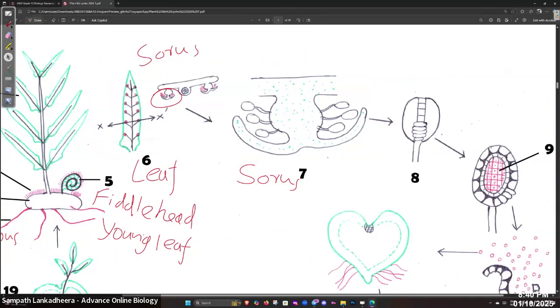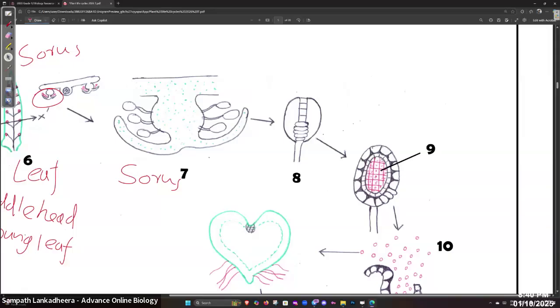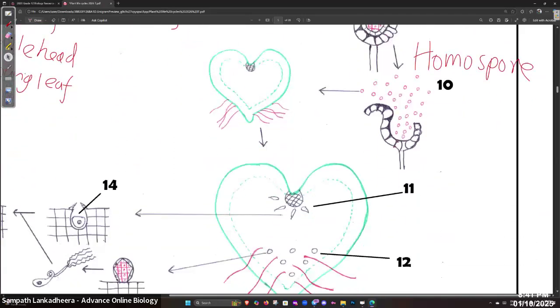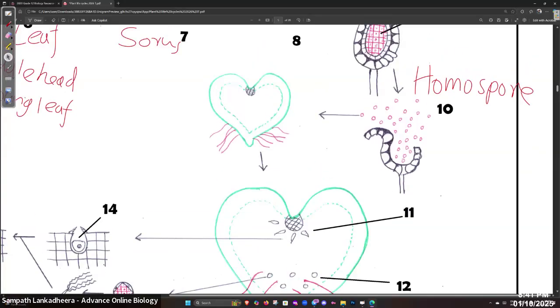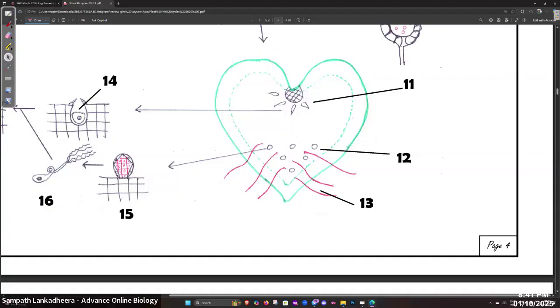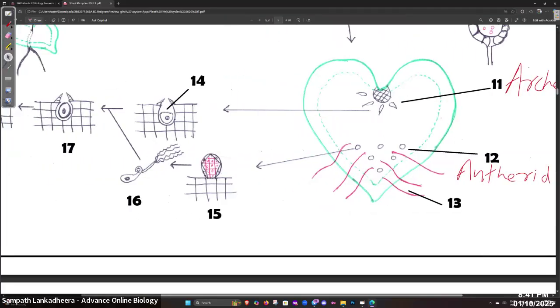So then we move here. The sporangium. Number 9, sporocyte, or the spore mother cells. Number 10, homospores. Then moving here, number 11 and 12, archegonia and antheridia. And then you can see them here.